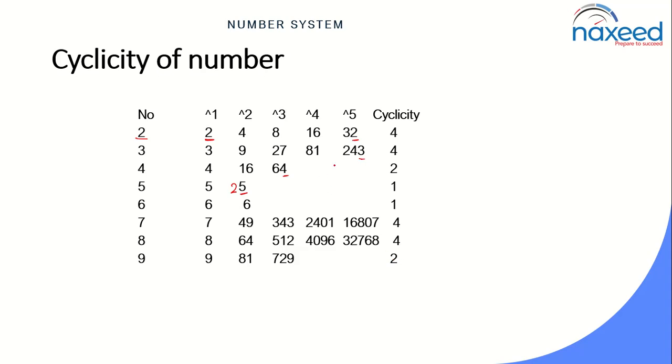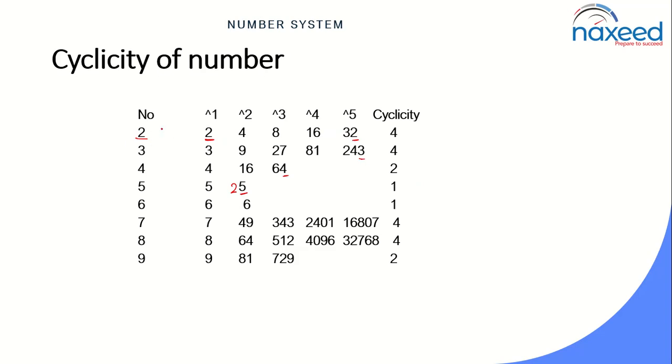So we don't need to write these things in the examination. The only thing that we need to solve our unit digit problem is the cyclicity of the number, that is here: 4, 4, 2, 1, 1, 4, 4, 2, and it is easy to remember. See, it will start from number 2.